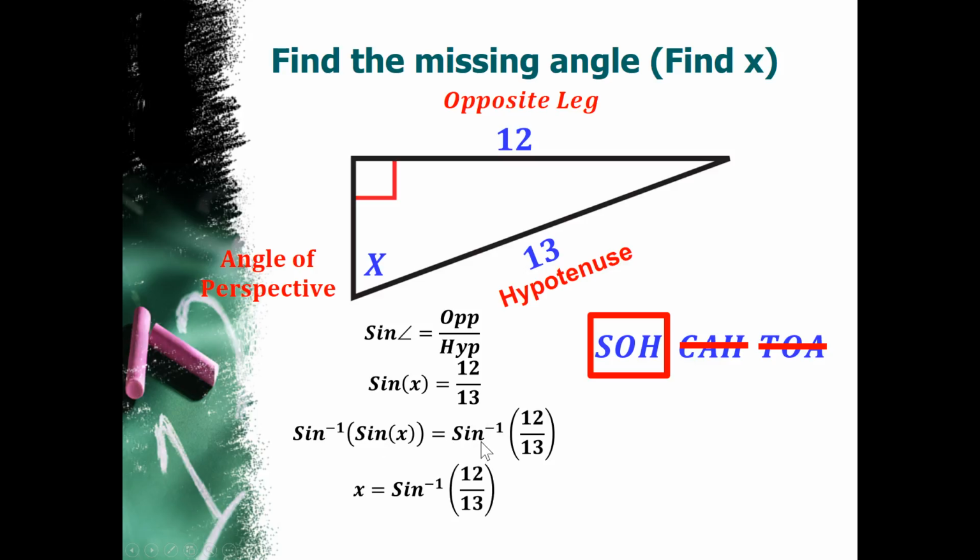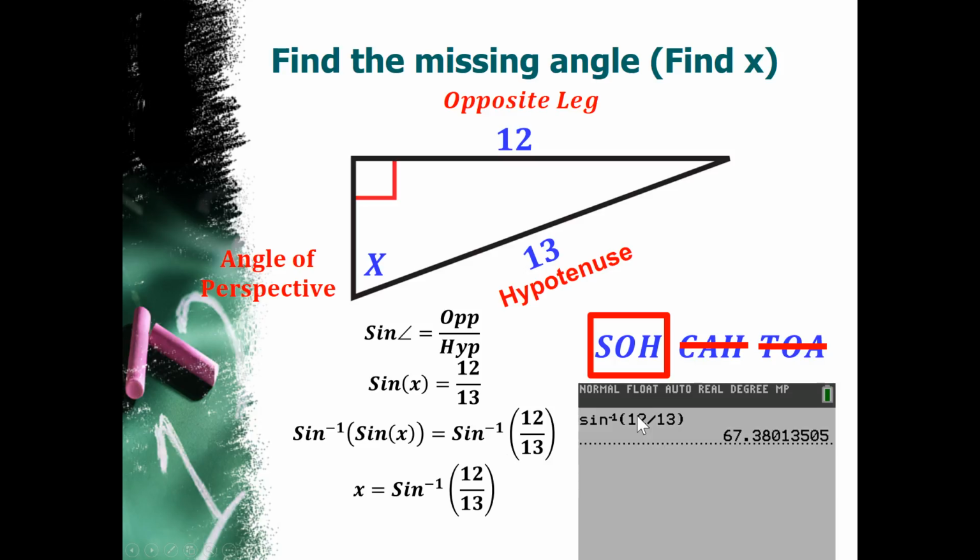And then on the right side, what we have is the inverse sine of 12 over 13, which is perfect for us to calculate. We can go ahead and use the inverse sine function on our calculator of 12 over 13. Make sure you lock that whole fraction in the parentheses, and then that gives us a value of 67.38, which is the angle measure of our triangle.